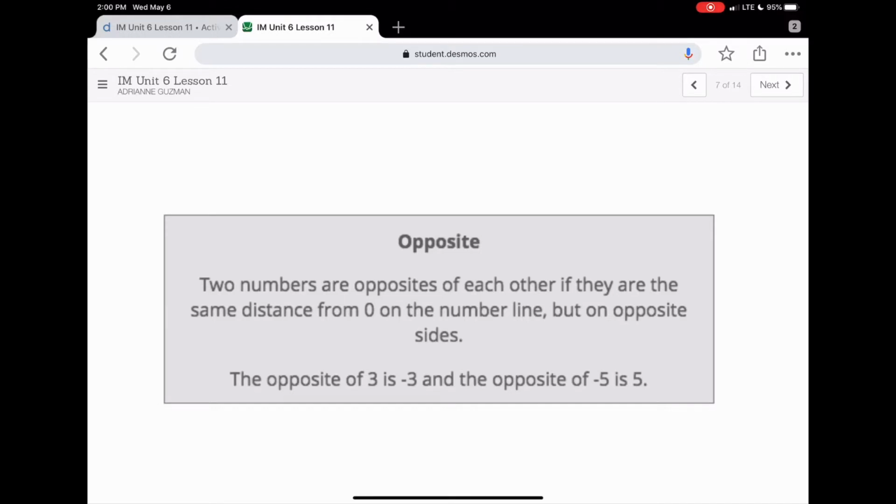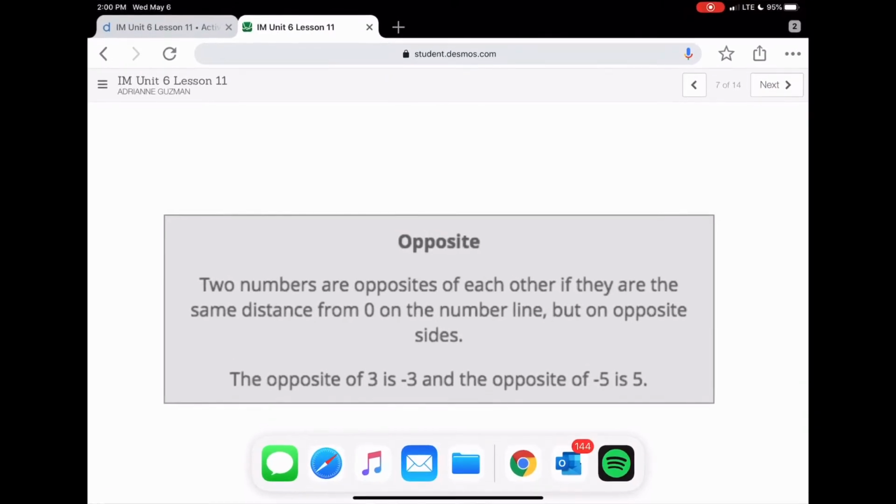So, what does opposite mean? In math, opposite means two numbers are opposites of each other if they are the same distance from zero on the number line, but on opposite sides. So the opposite of 3 is -3. The opposite of -5 is 5.